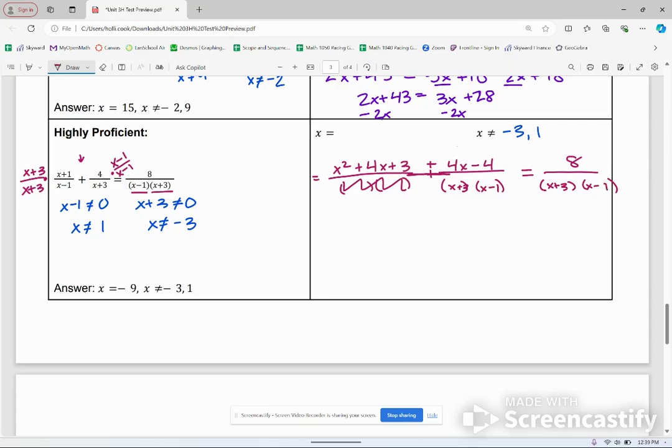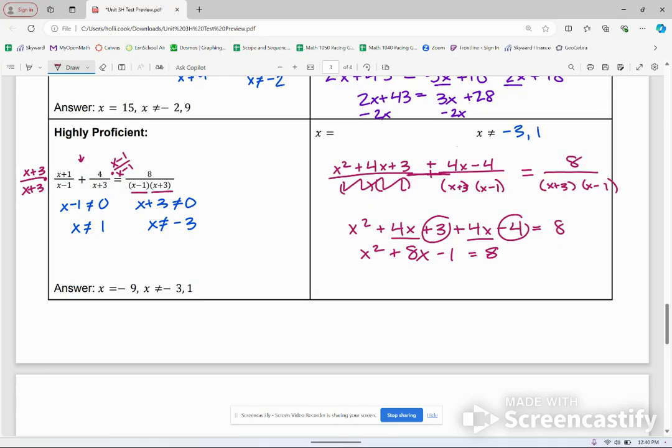Okay, and then we get rid of the denominators. Again, technically we're multiplying each side by x plus 3 and x minus 1, so they cancel out, but you don't have to write that step out. So we have x squared plus 4x plus 3 plus 4x minus 4 equals 8. And then we're just going to solve. Let's see, so on the left we have x squared, 4x, that's 8x. And then 3 minus 4 is negative 1 equals 8.